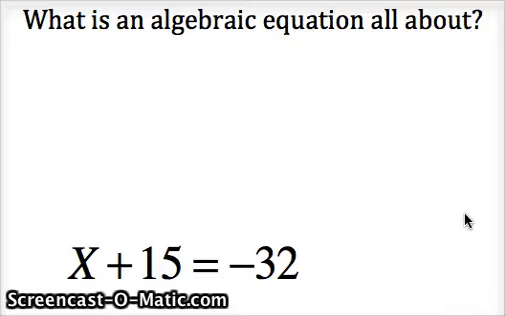What's a real life situation where that might be? Maybe I have some amount in an account. I owe some amount of money, or I have saved some amount of money, and I add $15 to that account, and after that I owe $32. I still have a negative 32 in the account. I owe 32. So what's my goal? My goal is to try and find out how much was in the account before I added the $15. What was X? What was this mystery amount?